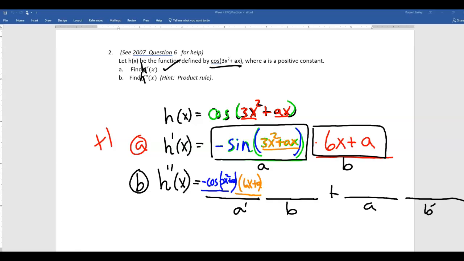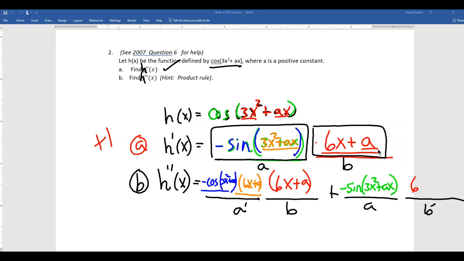Now we're going to put B in there. Then we're going to put A. Maybe I'll keep that in green just to be consistent with my colors. And then finally B prime. So the derivative of this, the derivative of 6x will be 6, and the derivative of a is just 0 since it's like a constant. And there you have it.